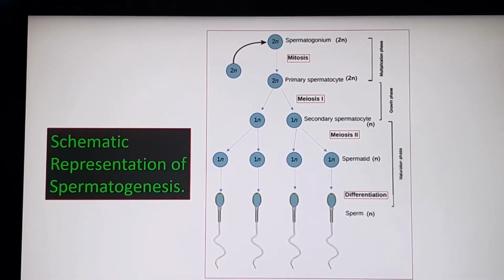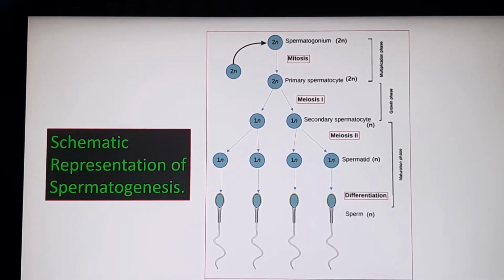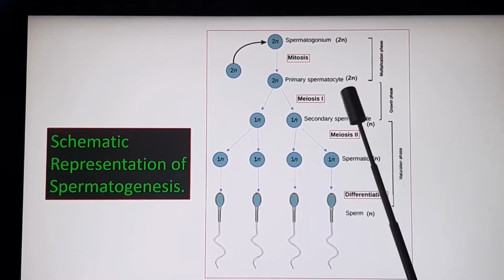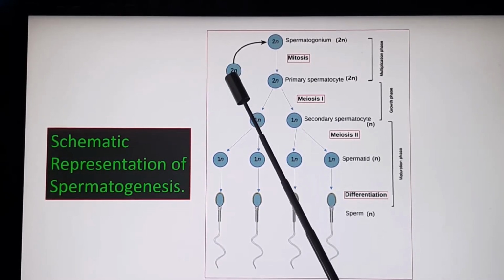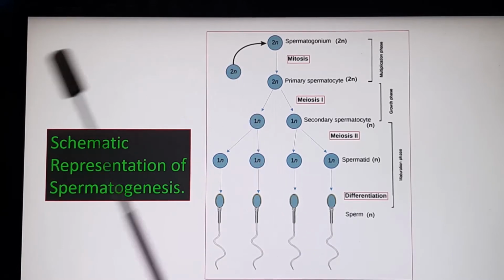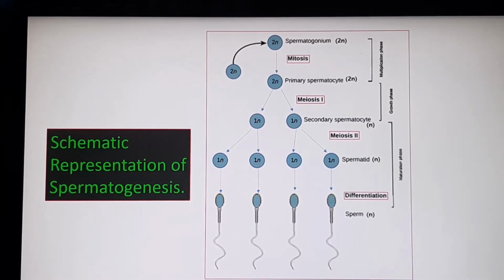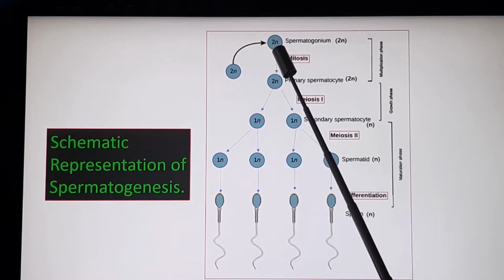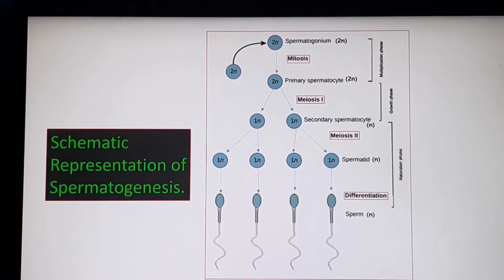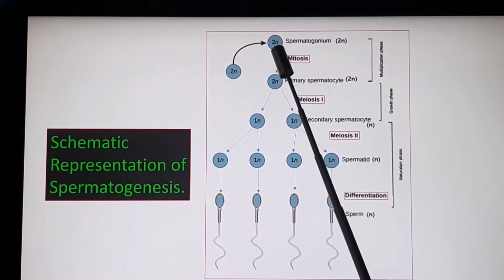Now let us see the schematic representation of spermatogenesis. It starts from here, the primordial cells that undergo mitosis, a large number of mitotic divisions, and multiply, and spermatogonium is formed. Spermatogonia is plural, spermatogonium is the singular.